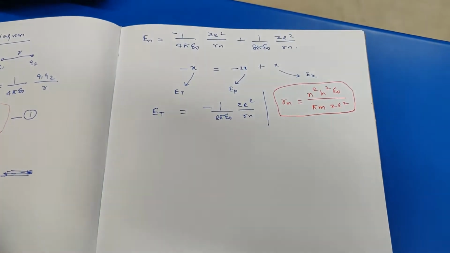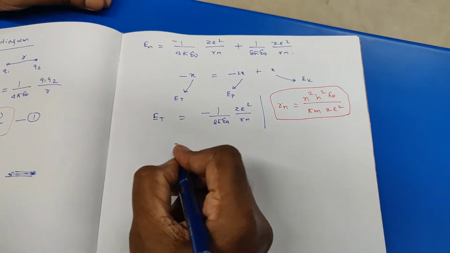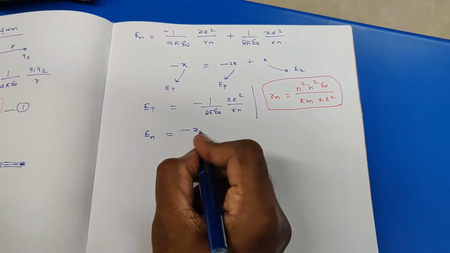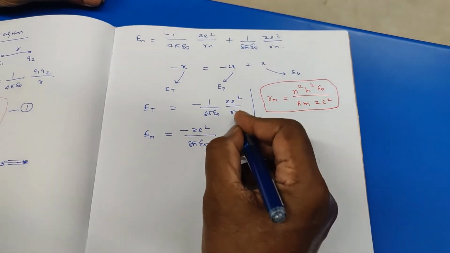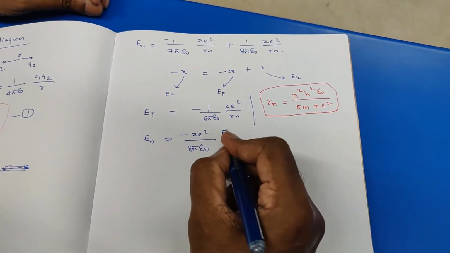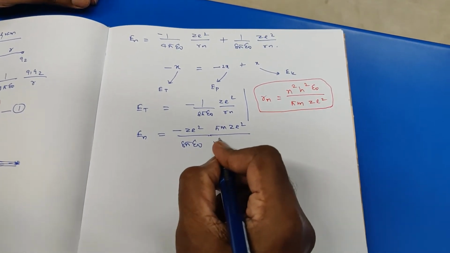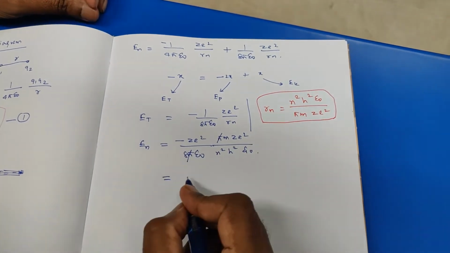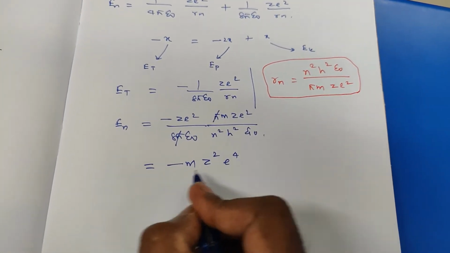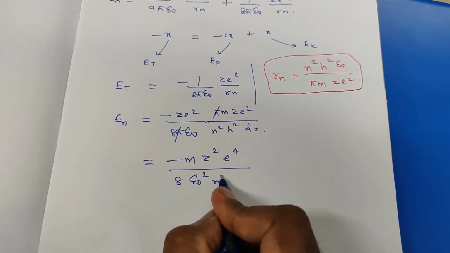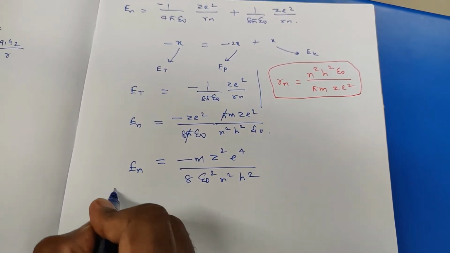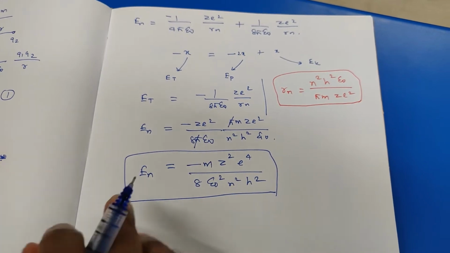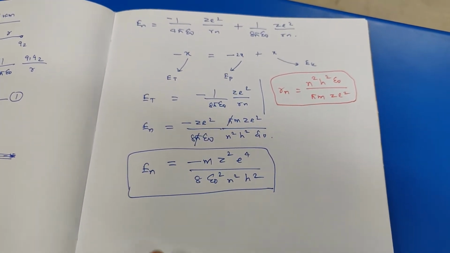Substitute that here. If you substitute this, the total energy, that I name as En, is written as minus Ze square by 8 pi epsilon naught and the reciprocal of Rn, that is pi m Ze square divided by n square h square epsilon naught. So you cancel this pi. What do you get? Minus m Z square e power 4 by 8 epsilon naught square n square h square. This is the important formula about that energy. So we have got a formula for energy in the nth orbit for any atom based on the Bohr's atom model.